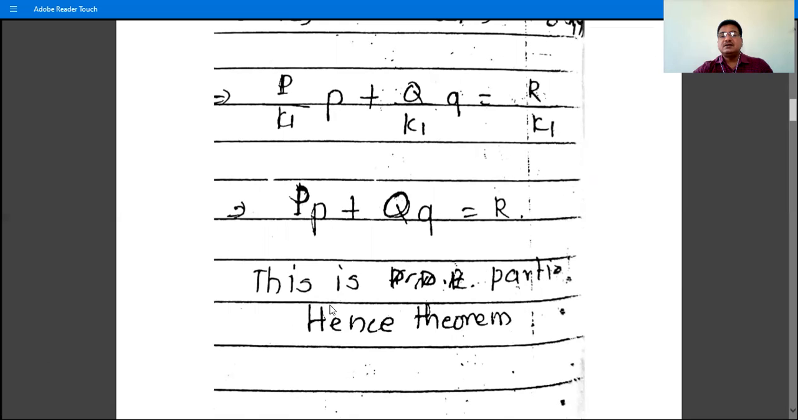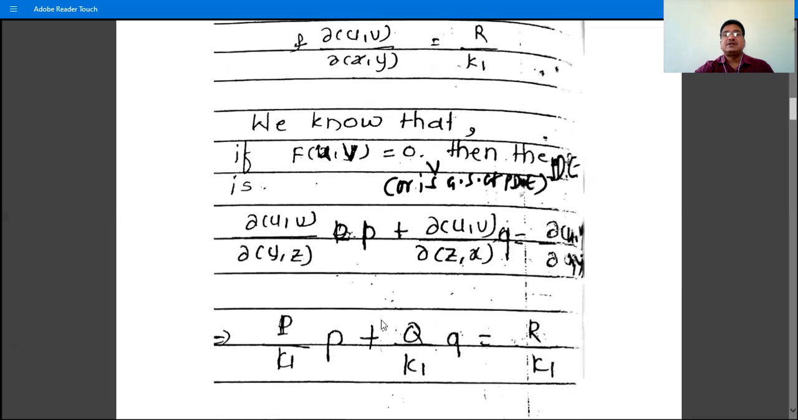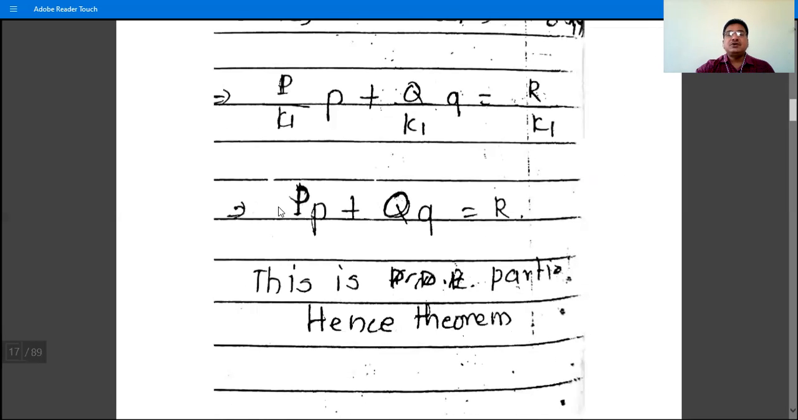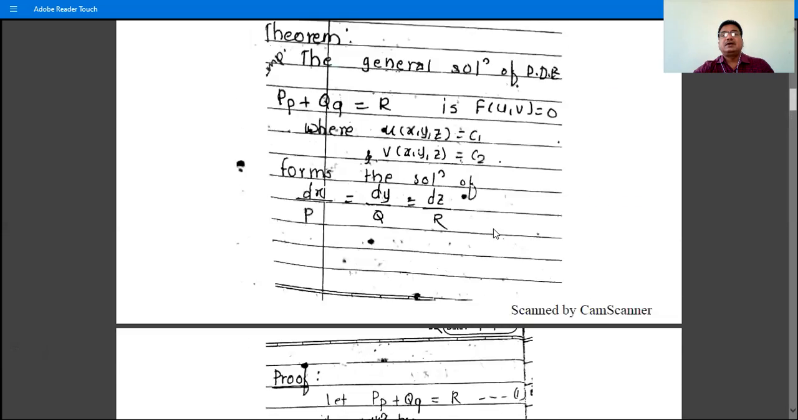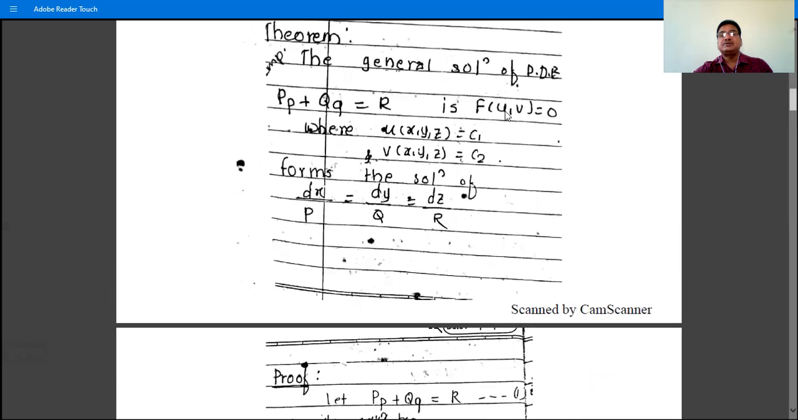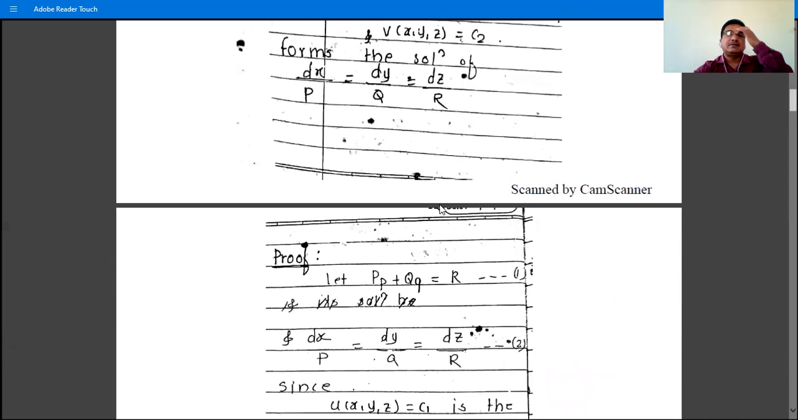That is the required differential equation. That is, f(u,v) = 0 is the solution of the differential equation Pp + Qq = R. So the theorem is: the general solution of the partial differential equation Pp + Qq = R is f(u,v) = 0, where u and v are the solutions of the differential equation dx/P = dy/Q = dz/R.